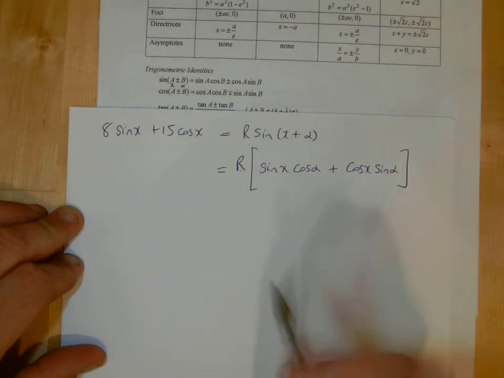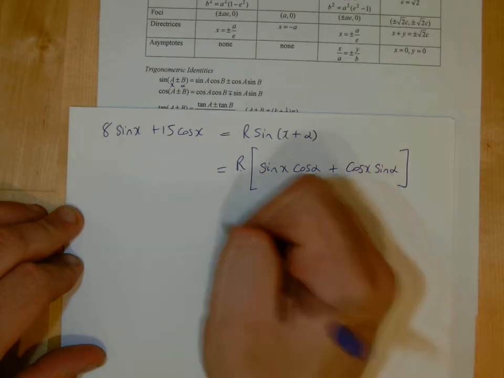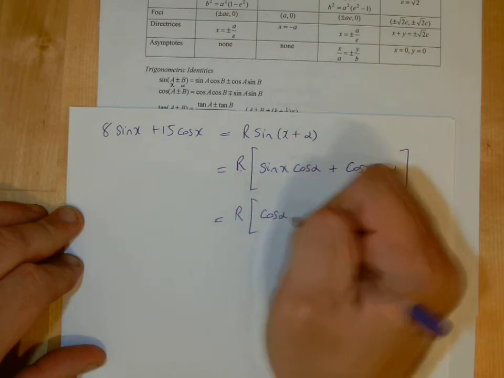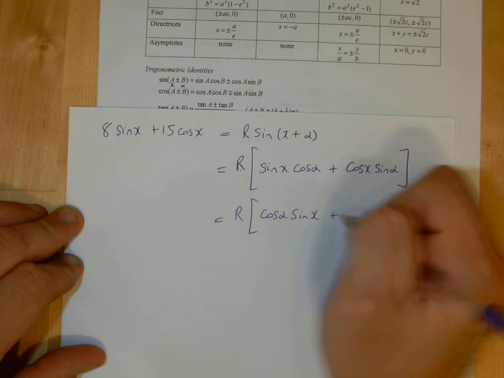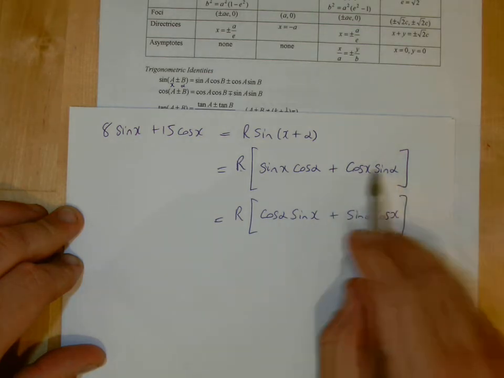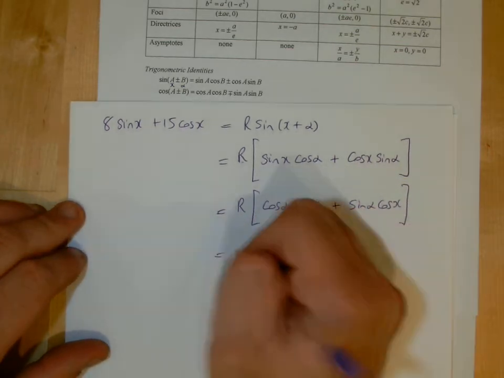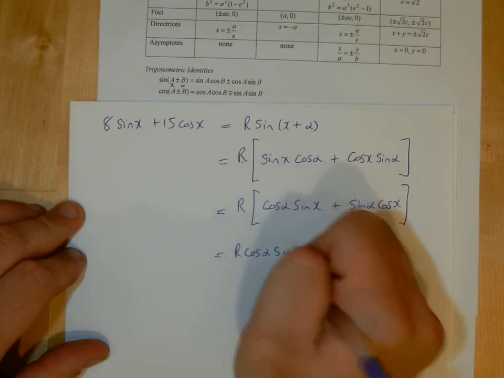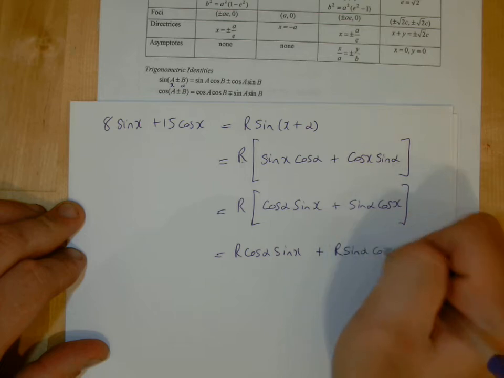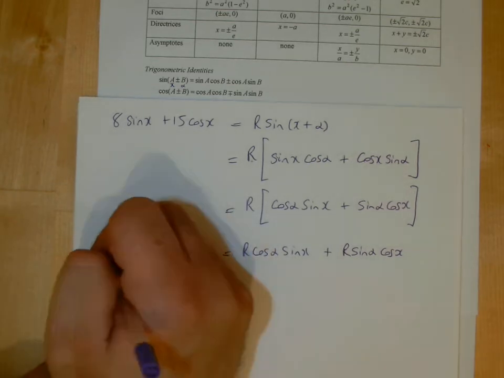Okay, close bracket. Now what I like to do next is swap these around before I multiply through by r. So I'm going to just swap them around like that. There's nothing wrong with what I'm doing. It doesn't matter which order you multiply in. So swap these around, and then I'll multiply through by r. So I have r cos alpha sine x plus r sine alpha cos x.